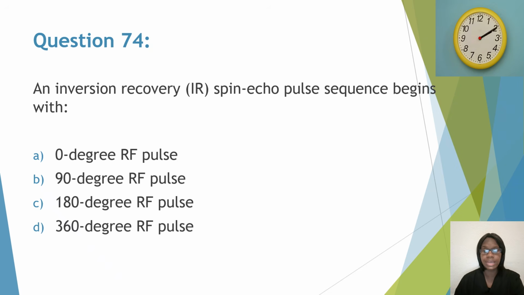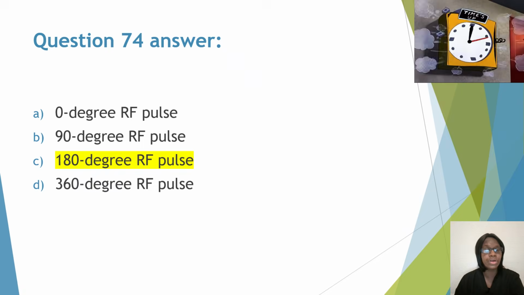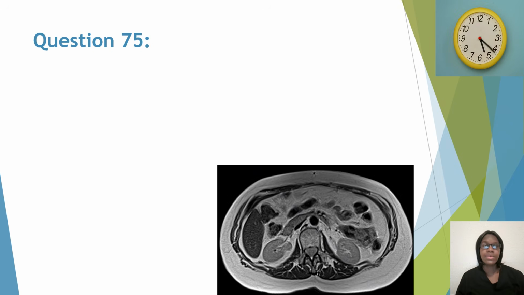All right, the correct answer is C, 180-degree RF pulse. Question 75. So after this, we have 25 more questions to go.